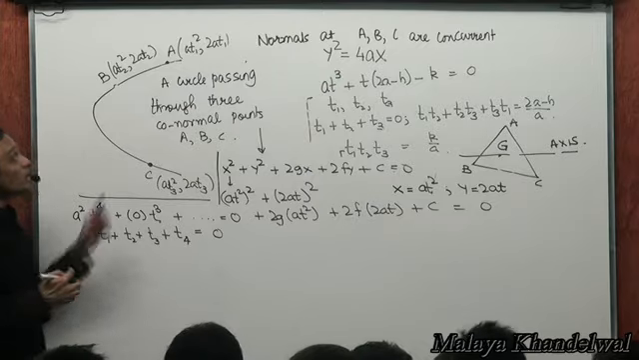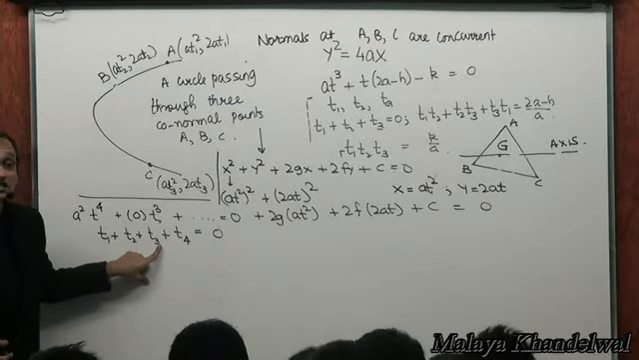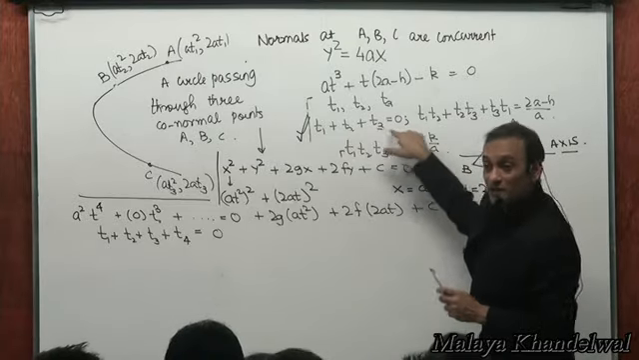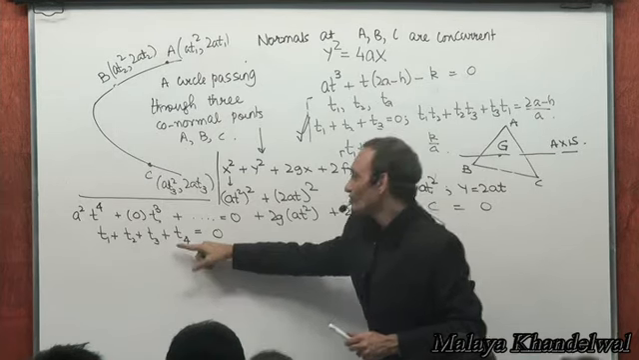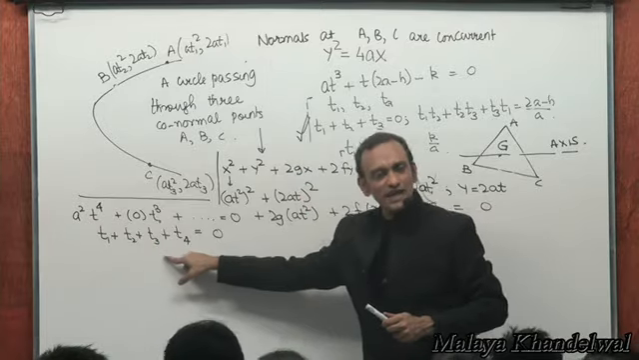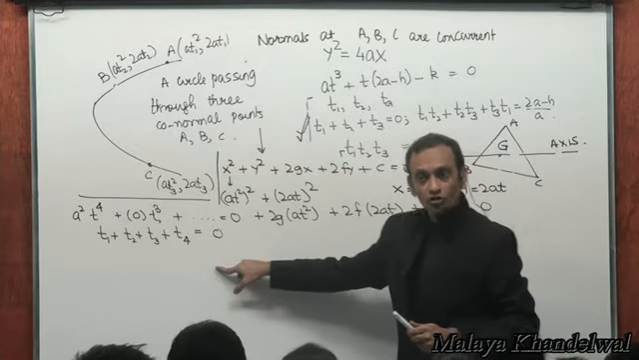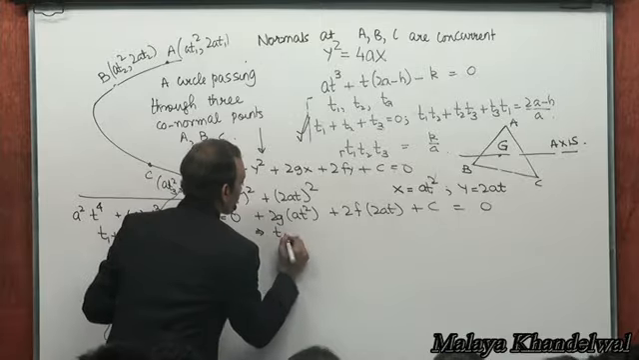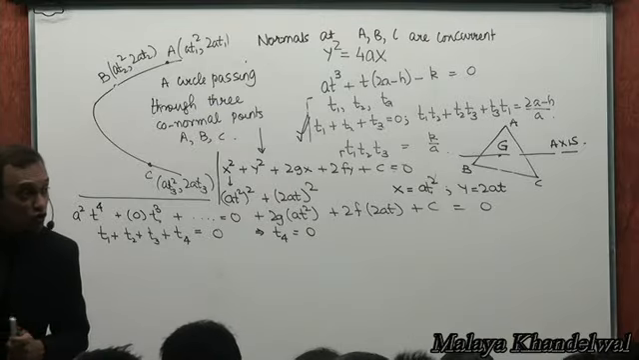But since t1, t2, t3 are three co-normal points, t1 plus t2 plus t3 must also have been 0. But t1 plus t2 plus t3 plus t4 is also 0, which would mean t4 equal to 0. That means the circle passes through a point t4 equal to 0.